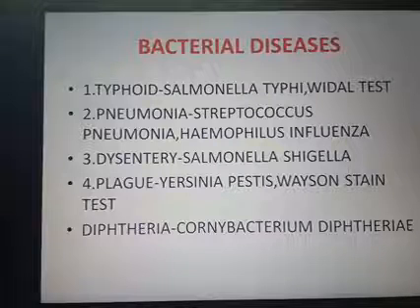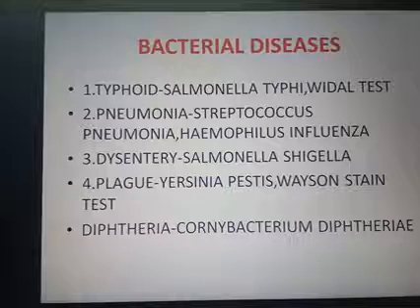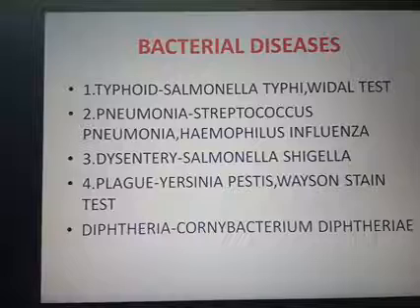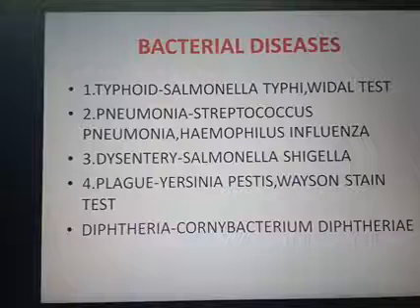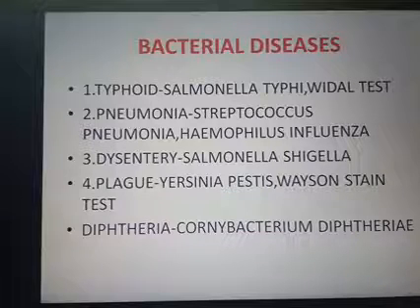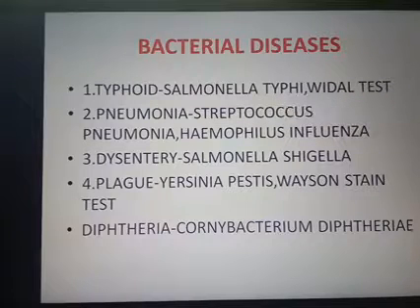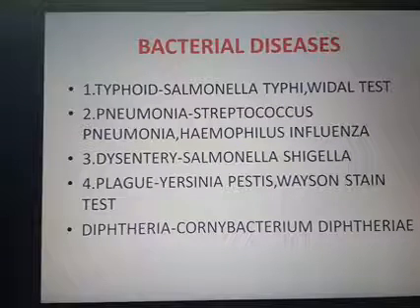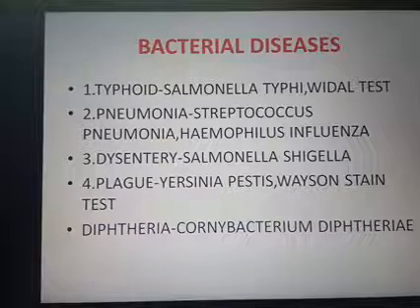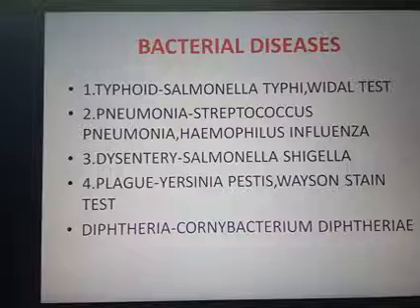Haemophilus influenzae bacterium does not cause the influenza disease, but it causes meningitis. What is meningitis? Meningitis is inflammation of the layer which covers the brain. Haemophilus influenzae also causes pneumonia. The vaccine taken against meningitis is Hib.